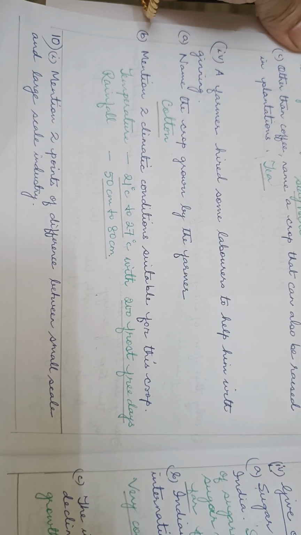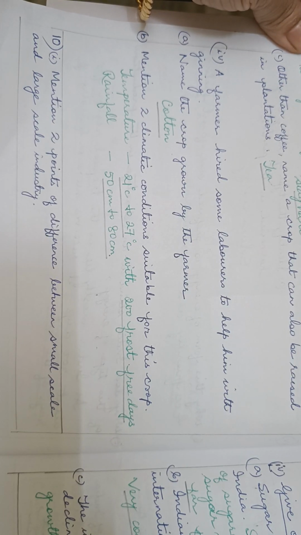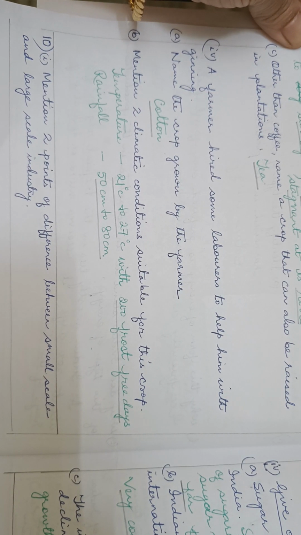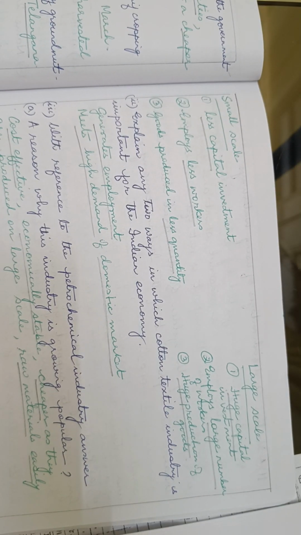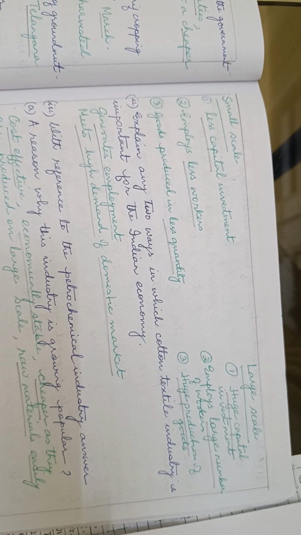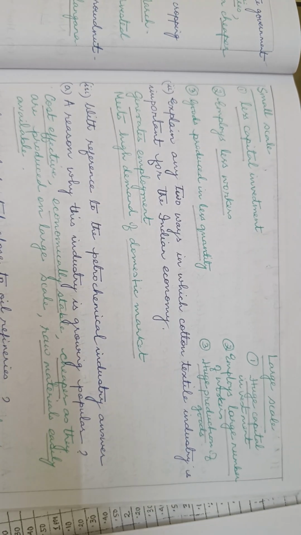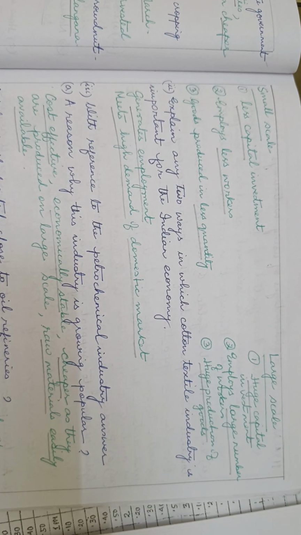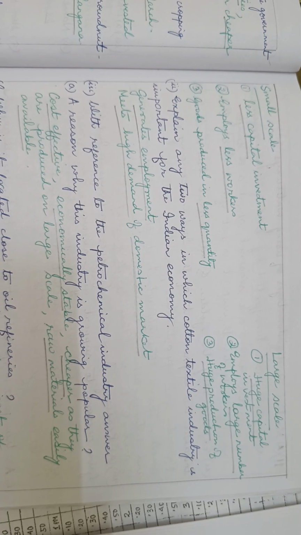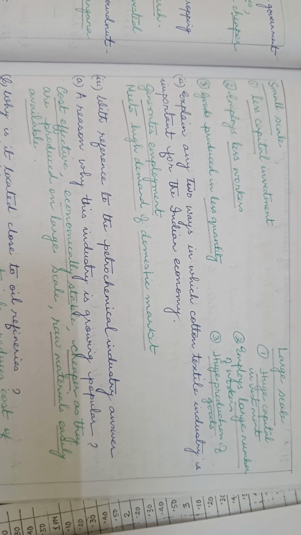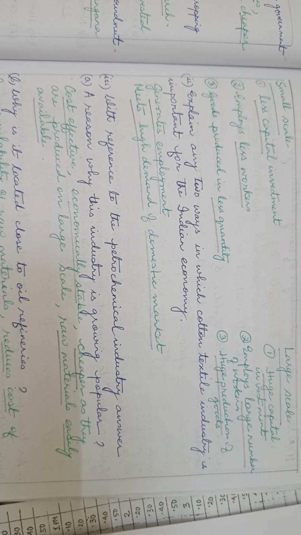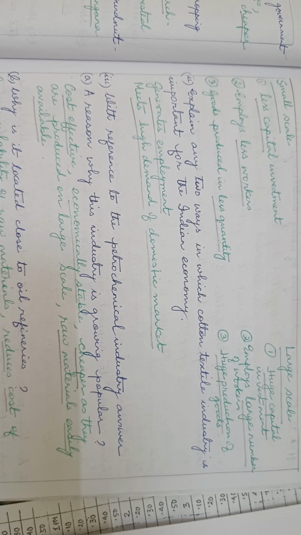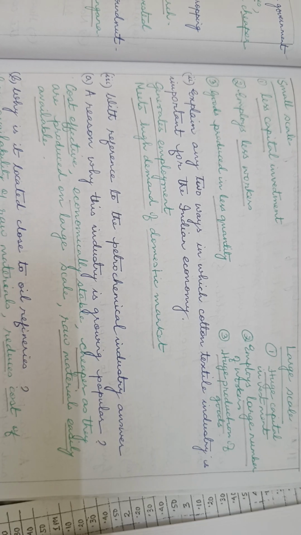Question number 10, Roman number 1. You have to give two differences between small scale and large scale industry. Small scale, less capital investment. Large scale, huge capital investment. Small scale employs fewer workers. Large scale employs a large number of workers. Small scale, goods produced in less quantity. Large scale, huge production of goods.